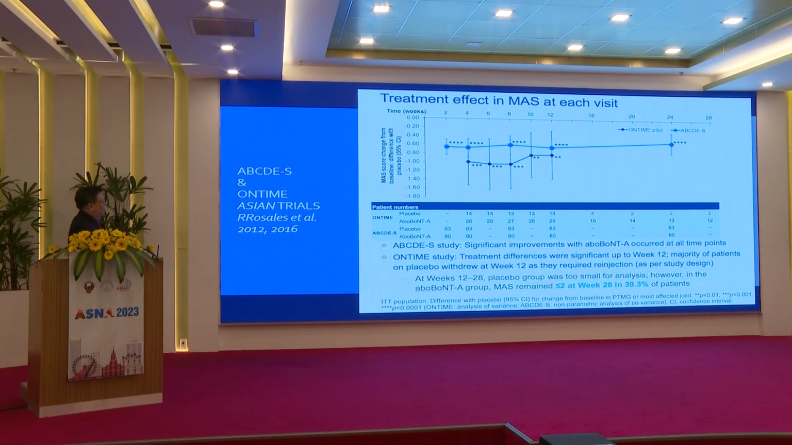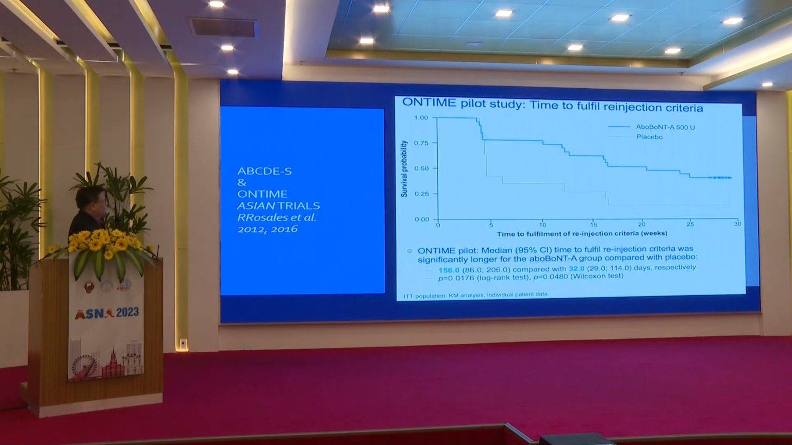And obviously, the effects are clear for the ABCDES and the on-time trials. And you can see how the study will be summarized this way. So on the on-time trial, for example, with abobotulinum toxin, by the way, in both trials, we only used 500 units of abobotulinum toxin, not more, not less. It's always 500 units injected, and both trials were placebo-controlled. And I'm not going to mention the details anymore, but we have the publication.